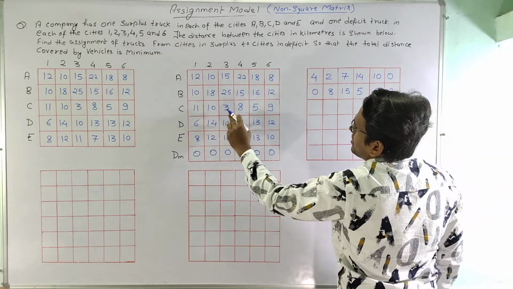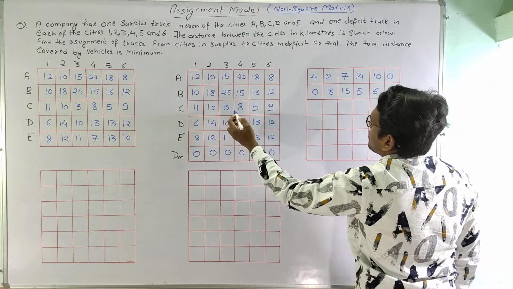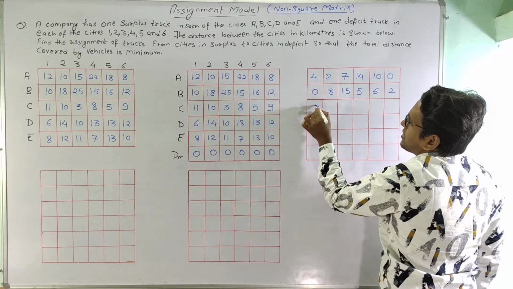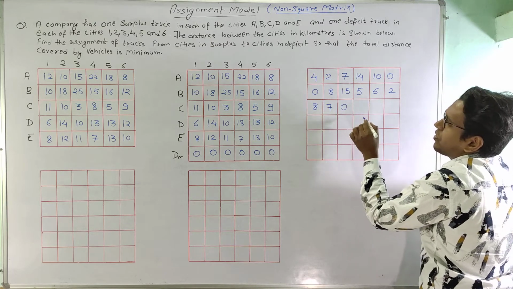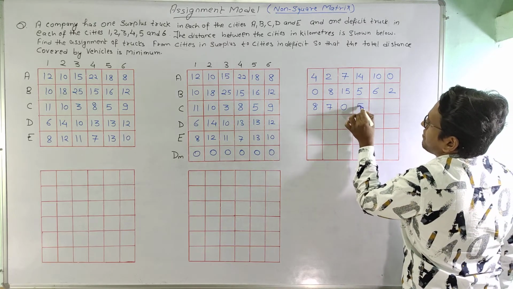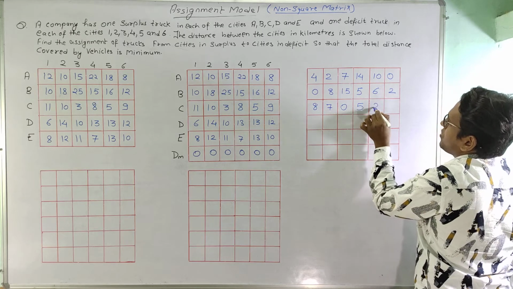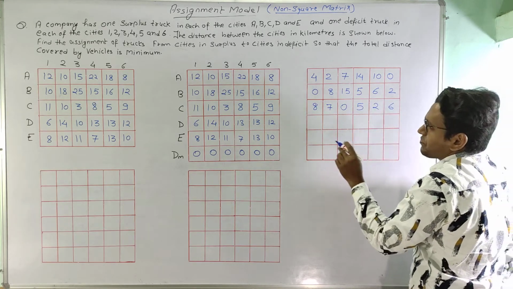In row 3 the minimum value is 3. So 11 minus 3 is 8, 10 minus 3 is 7, 3 minus 3 is 0, 8 minus 3 is 5, 5 minus 3 is 2, 9 minus 3 is 6.